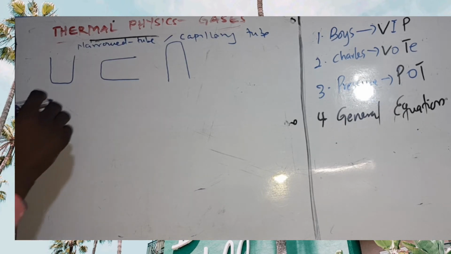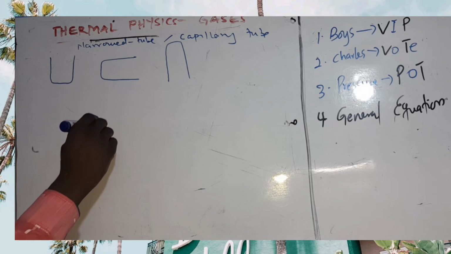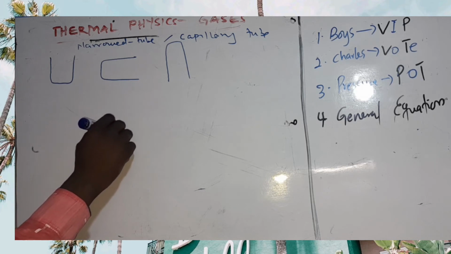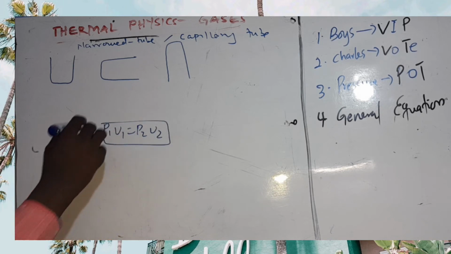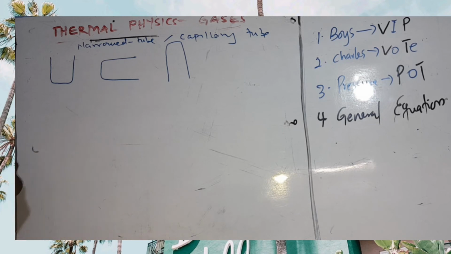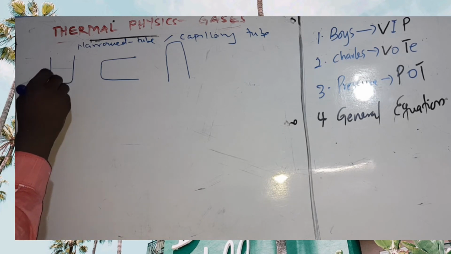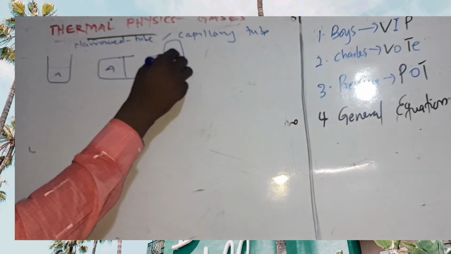All right, so here they can give you questions where we have to apply Boyle's law. We know Boyle's law, P1 V1 equal to P2 V2, so you are relating pressure and volume. When they give you a question like this, they'll give you a narrow tube or a capillary tube. What happens is that they can tell you this is the dry air. Let's say this is the air here.